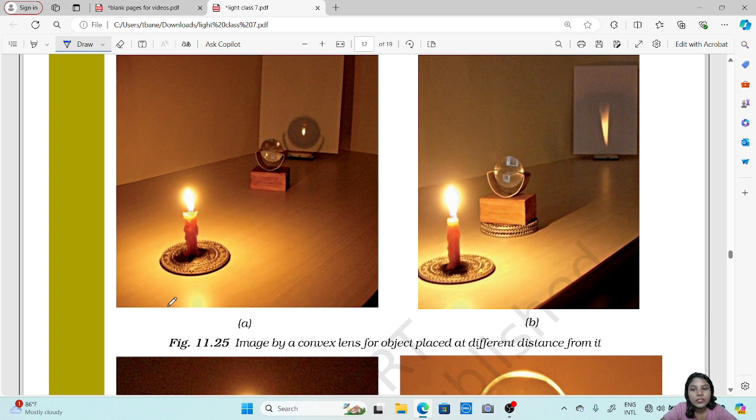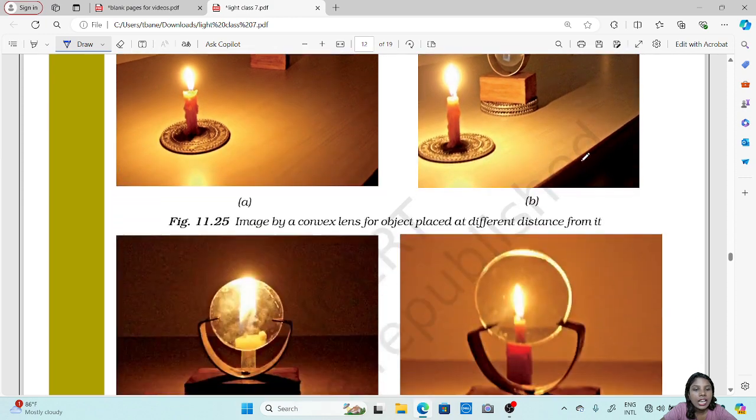So see here. Now, using a convex lens, what we had done in the first case when we were using mirrors, we placed the mirror behind the candle and the candle was in between. Now here we have placed the lens between the candle and the screen and we have got an inverted image. Here the image is much clearer and almost of the same size. But when we got the lens closer to the candle, the image has enlarged.